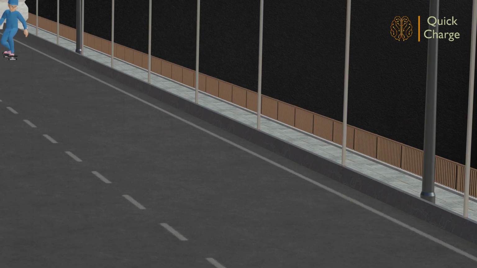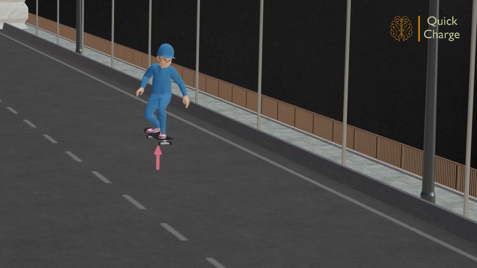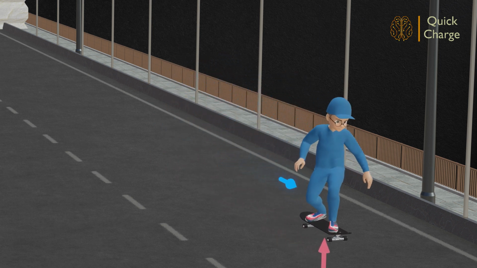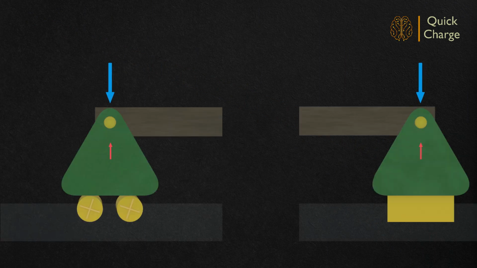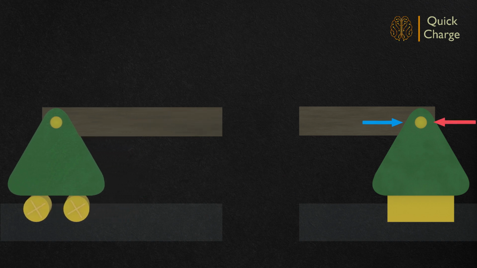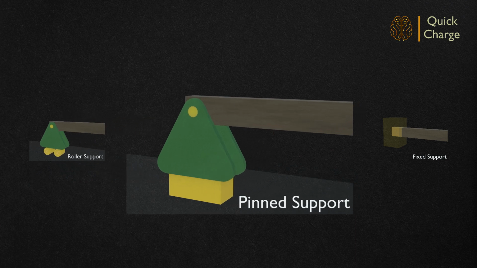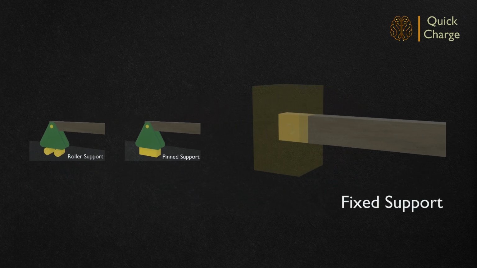While playing with roller skates, self-weight will continue to be supported by the horizontal floor. However, as the rollers cannot resist the horizontal force, the man moves forward in the direction of the push. For the analysis of practical problems, support conditions are idealized into different types: roller supports, pin supports, and fixed support. We will review those in detail in a separate video.